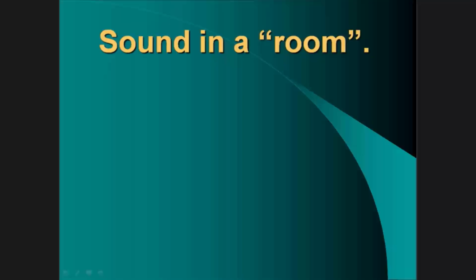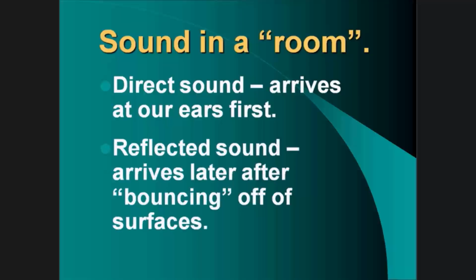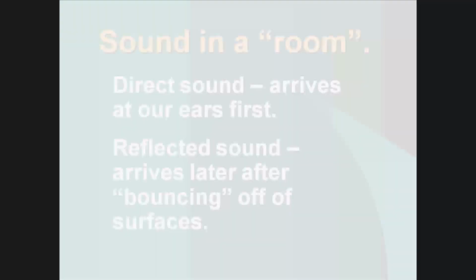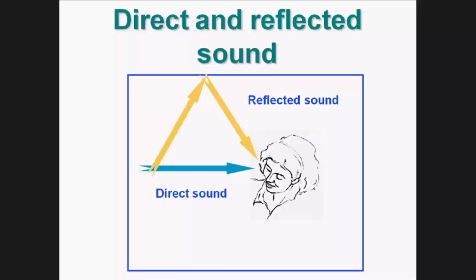So when we hear sound in a room, we hear the direct sound, the sound that arrives at our ears first. We also hear the reflected sound, which arrives at our ears later after bouncing off of walls, ceilings, and floors. Notice that the time it takes for the reflected sound to reach our ear is longer than the time it is for the direct sound to reach our ear. One more time, a little more slowly.